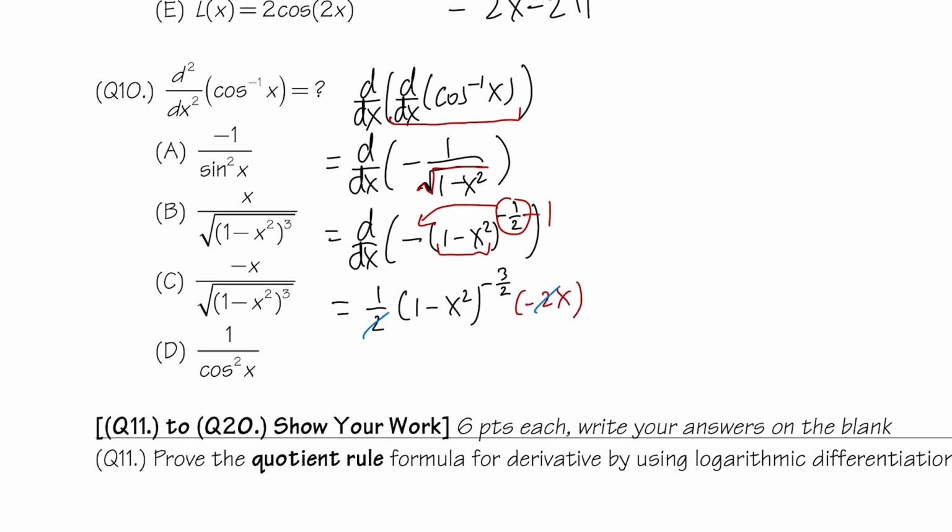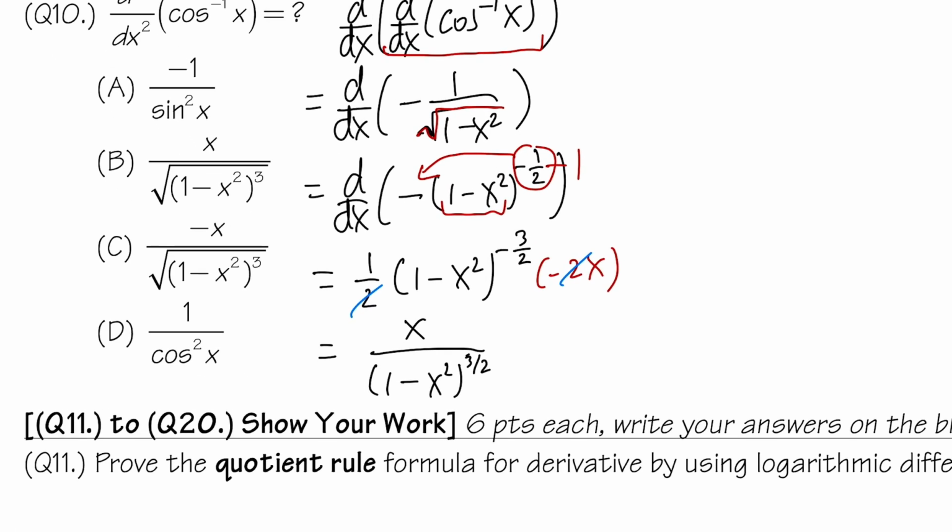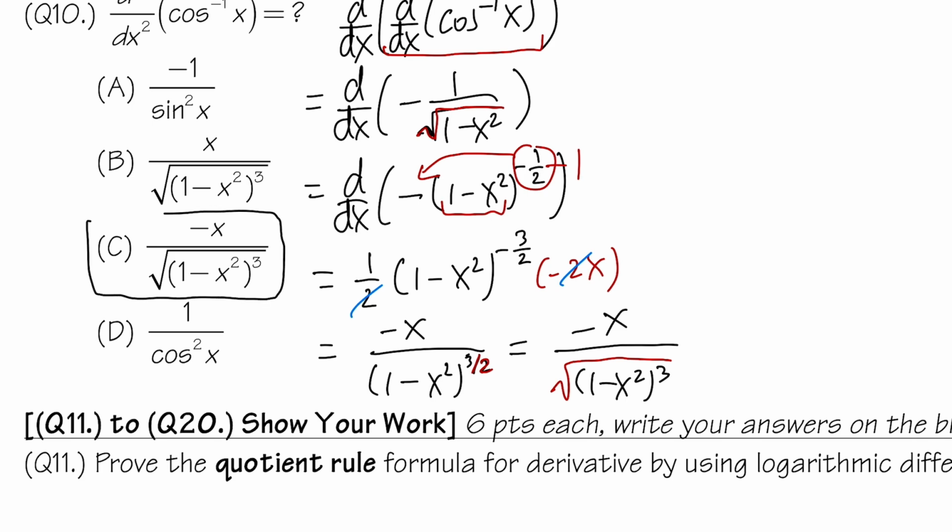Now, that 2 cancels, and this x will be on the top. This term has the negative exponent, so we'll just write that on the bottom, which is 1 minus x squared raised to the 3 over 2 power. But unfortunately, none of the answers is like this. But don't worry, because the over 2 power is the same as the square root. And don't forget that there's a negative, so it's negative x. So finally, we have negative x over the square root of parentheses 1 minus x squared raised to the 3rd power, and that's the answer, which is answer choice C. Done.